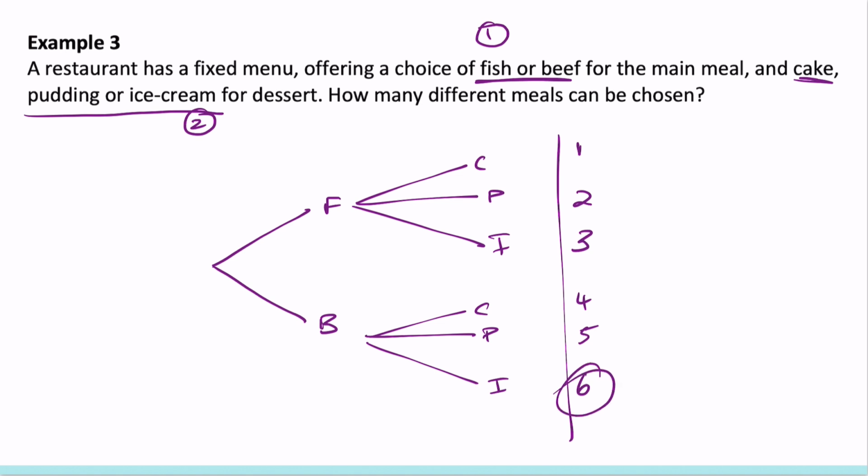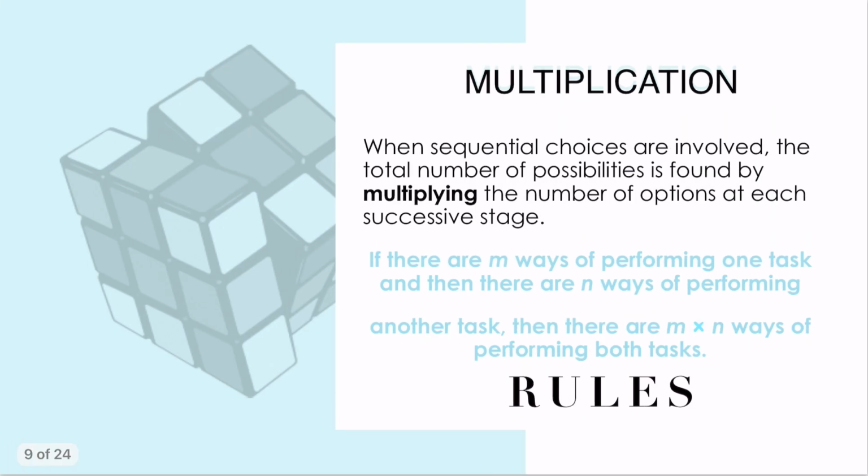Now, how else can we get to this number 6? You might be able to see it. In the first phase, I had 2 different choices, and then in the second phase, I had 3 different choices. So in total, I will have 6 choices of meals in this specific case. This is what we call the multiplication rule.